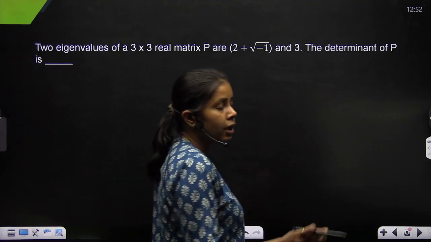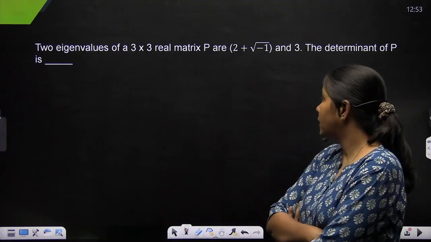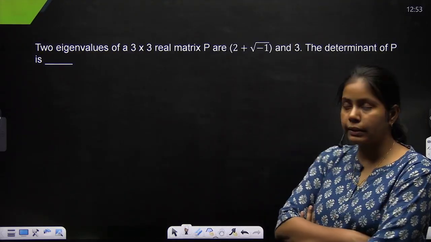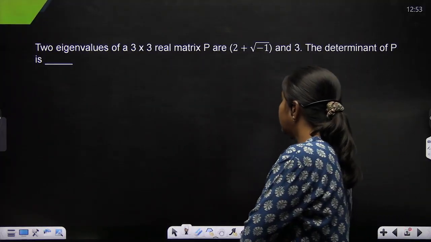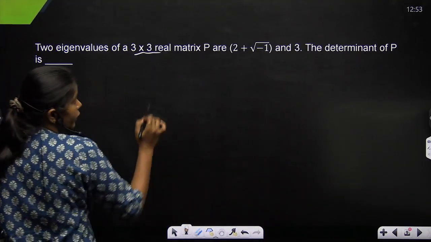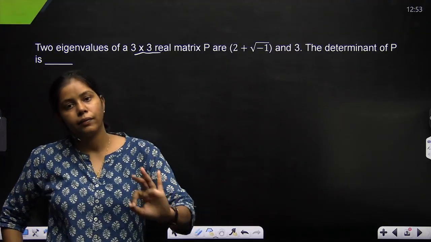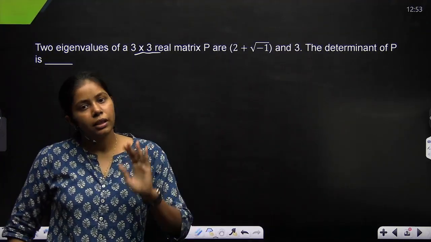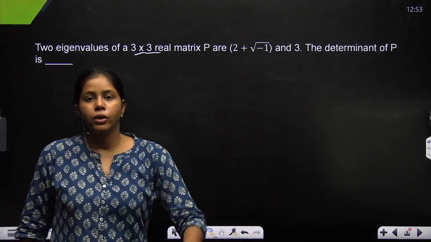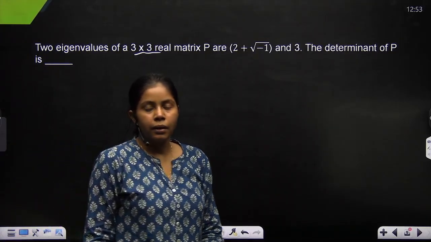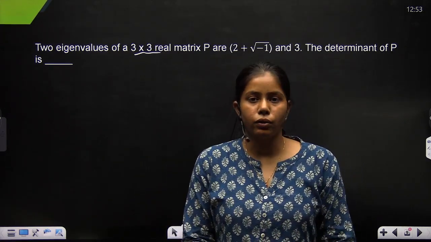They are saying that two eigenvalues of a 3 cross 3 real matrix P are given as 2 plus square root of minus 1 and 3. They are asking for the determinant of P. Now P is a 3 cross 3 matrix, so we would have 3 eigenvalues. For an n cross n matrix, there are n eigenvalues. There may be repetition, there may be distinct ones, but there should be n eigenvalues. But here we have 2 distinct eigenvalues. Now I want to know which one is repeating, or what would be the third eigenvalue. I want to know that.